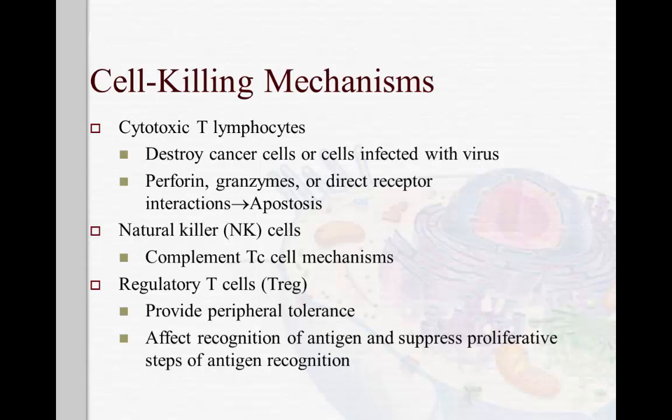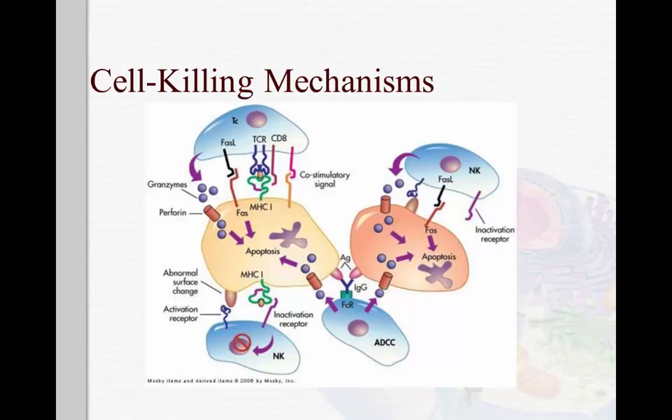Now, there are other mechanisms of killing mediated by the T lymphocytes. Okay, and these are basically destroying cancer cells, producing apoptosis, activating the complement system by the natural killer cells, as well as trying to always create tolerance to the self. These are the cell killing mechanisms. Remember that we talked about apoptosis prior. That is what? Programmed cell death.